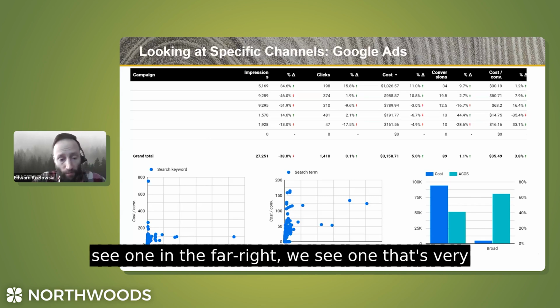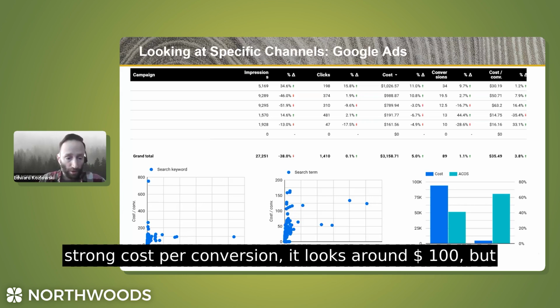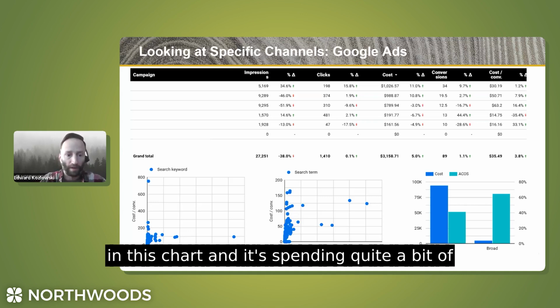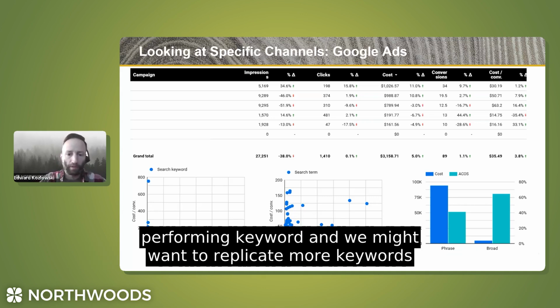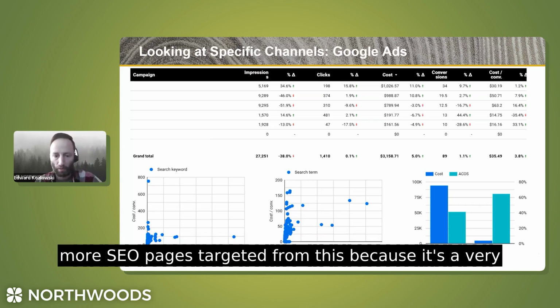But then we see one in the far right that's very strong on cost per conversion. It looks around $100 in this chart, and it's spending quite a bit of the budget. So now we know that one's a strong performing keyword, and we might want to replicate more keywords like it. We maybe want to say, hey, we need more SEO pages targeted from this because it's a very valuable keyword.